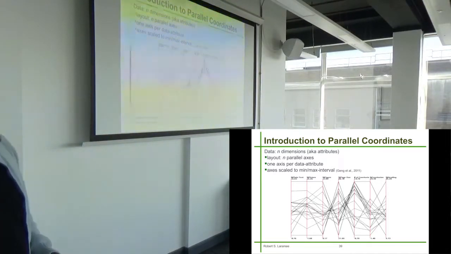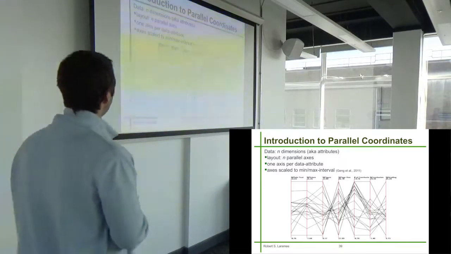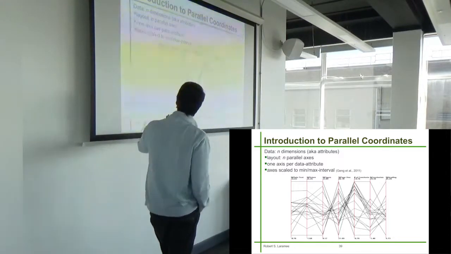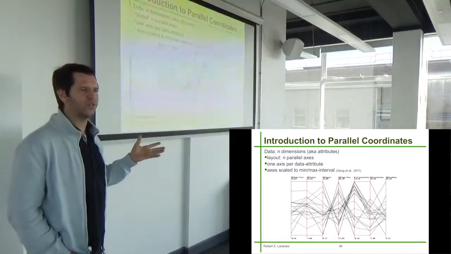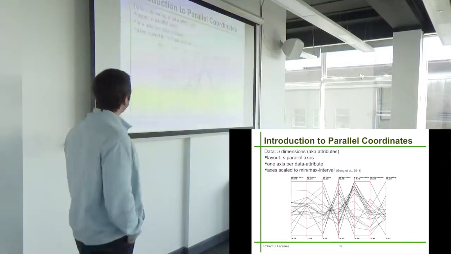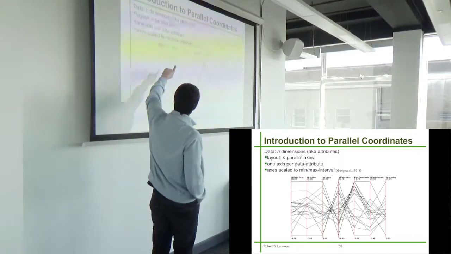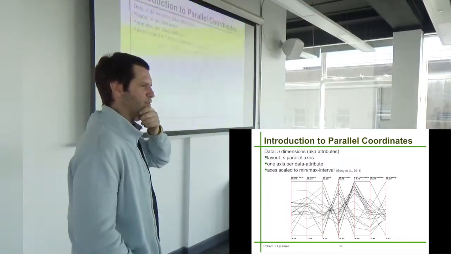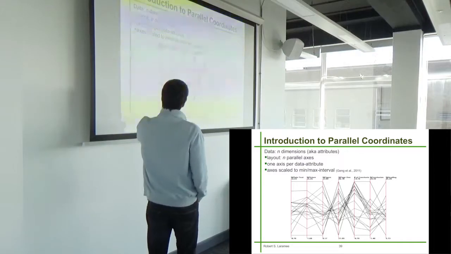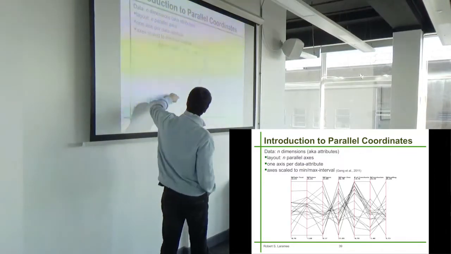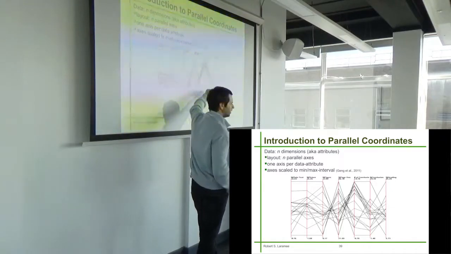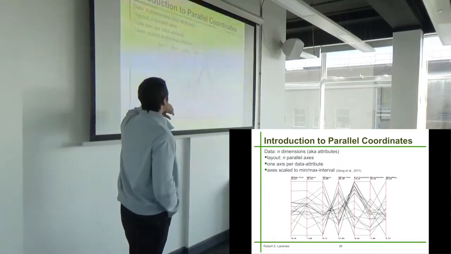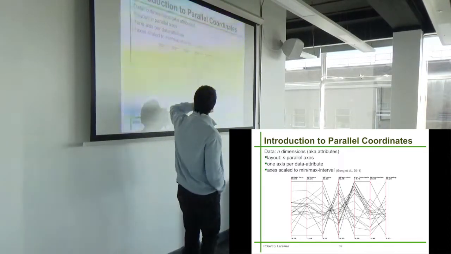So the properties are n parallel axes. Every axis stands for a data attribute or a column in a spreadsheet, if you're thinking about assignment one. And the axes are scaled to their min-max intervals. That's a comment about normalization, by the way, scaled to the min-max intervals. And every polyline represents one data tuple, or one row in a spreadsheet. The polyline joins up each value.